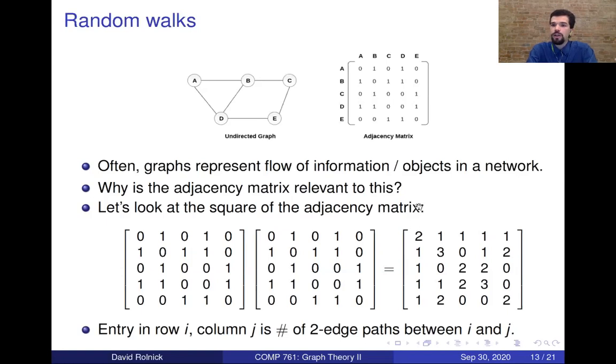And you can imagine generalizing this as well. If you multiplied by the adjacency matrix again, this is the number of ways to get from B to E in 3 steps. If you multiplied by the adjacency matrix again, you would be looking at the number of ways to get from B to E in 4 steps, and so on.